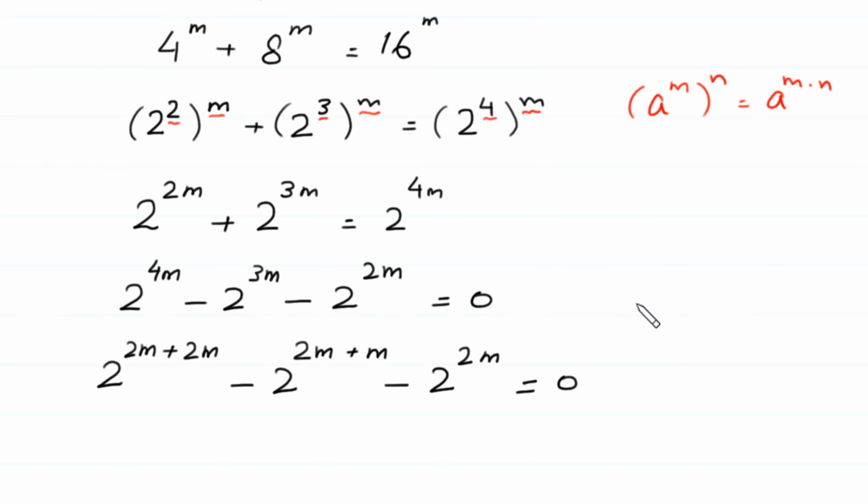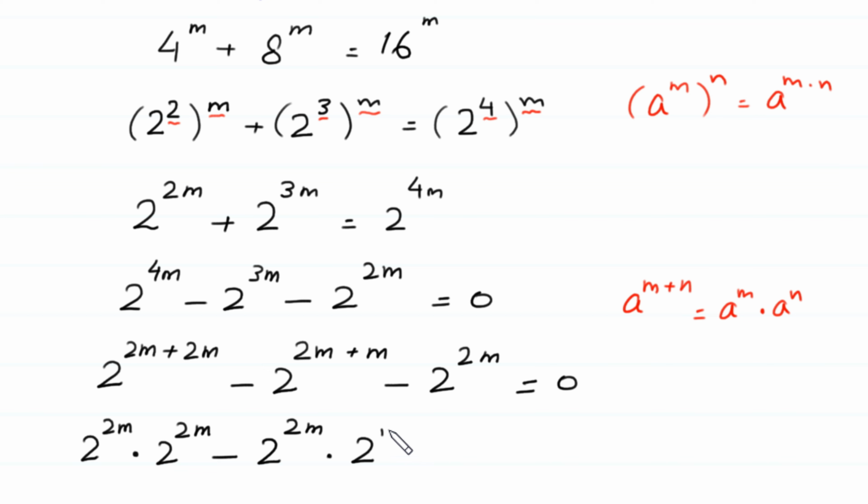Now according to this property of exponents, a to the power m plus n is equal to a to the power m times a to the power n. We can write 2 to the power 2m plus 2m as 2 to the power 2m times 2 to the power 2m, minus, and we can write 2 to the power 2m plus m as 2 to the power 2m times 2 to the power m, minus 2 to the power 2m is equal to 0.